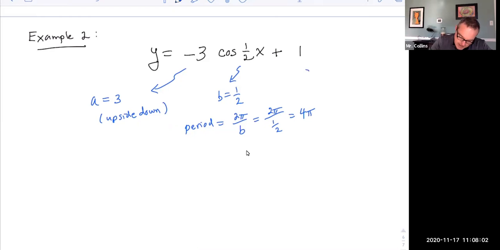And finally, at the end, that's my d, that's my sinusoidal axis, or my midline. That's the middle of the y value. So the whole graph is basically shifted up 1 unit.